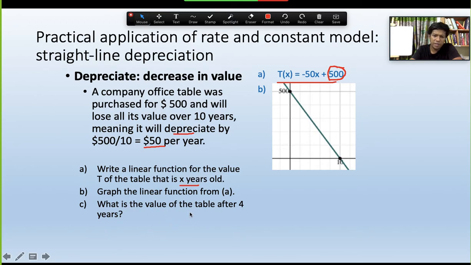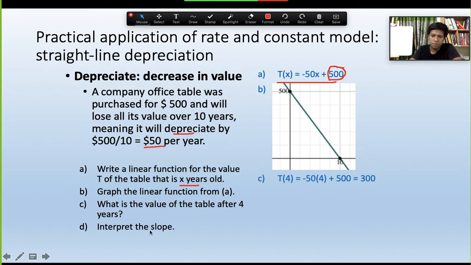What is the value of the table after 4 years? That means if you put x equals 4, what is the answer? Because 4 years means x. So if you put 4 here and do the calculation, after 4 years, the value will be $300.